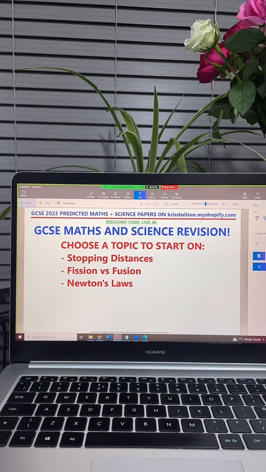Is fission and fusion going to overtake Newton's laws in the last 10 seconds? This is the closest one we've had before. Oh, no, Newton's laws has taken the lead significantly. I know, it's very exciting. So yeah, Newton's laws has won, guys.